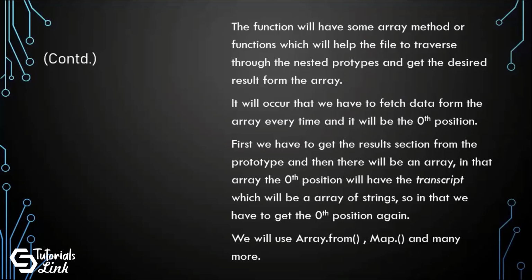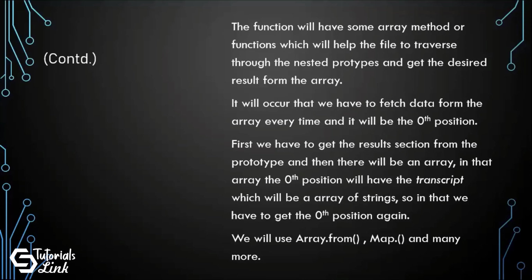In continuous mode, the function will have some array methods or functions which will help traverse through the nested prototypes and get the desired result from the array. As I told you earlier, this will be a nested array, and we will use various array methods to get to our exact refined result. We will have to fetch data from the array every time, and it will be the 0th position. I will show you everything in the next part, how we are going to fetch this.